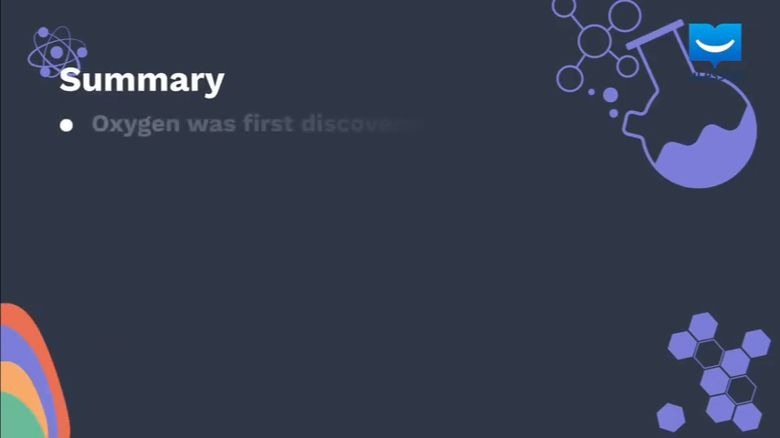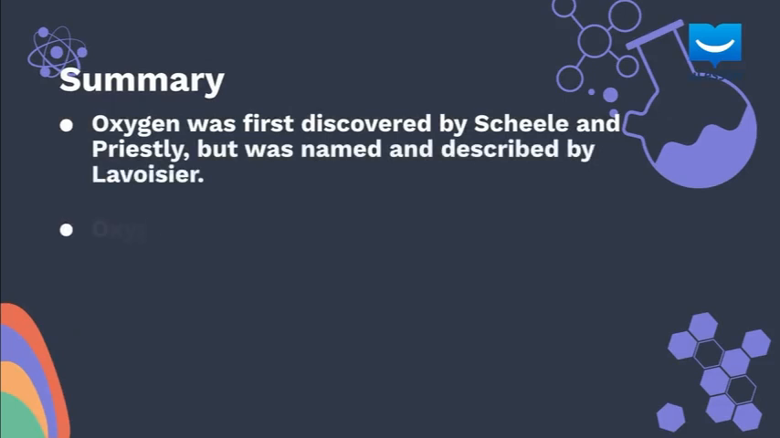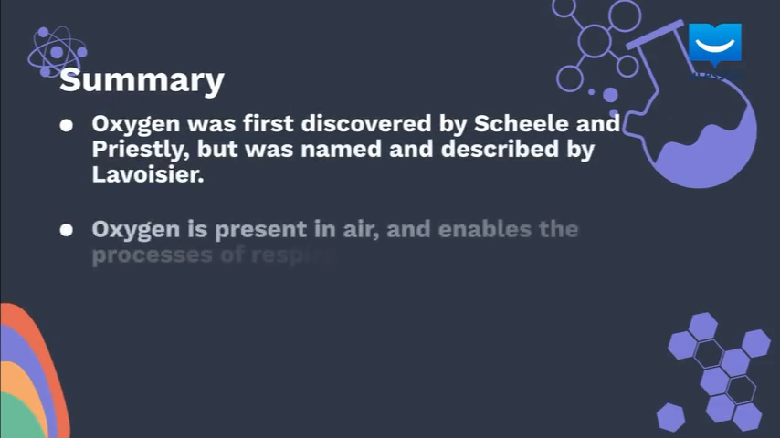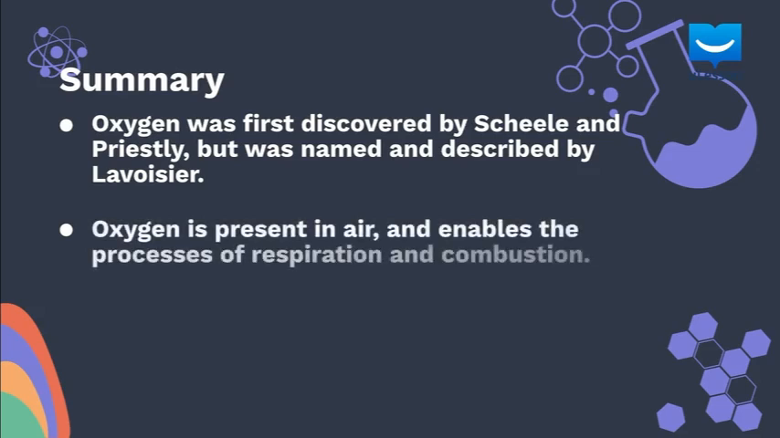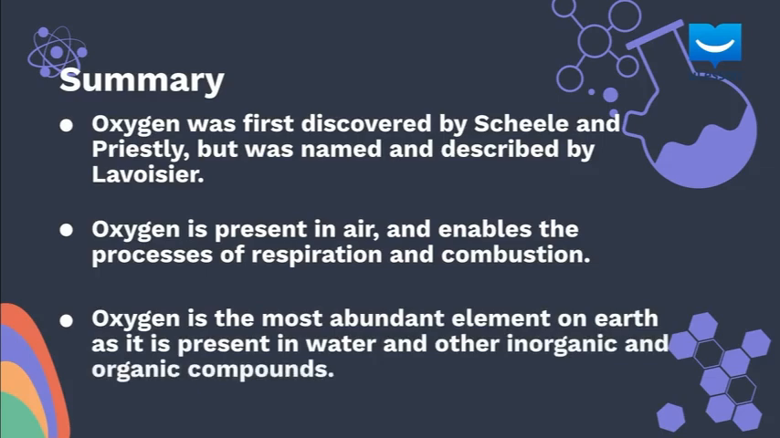Oxygen was first discovered by Scheele and Priestley, but was named and described by Lavoisier. Oxygen is present in air and enables the processes of respiration and combustion. Oxygen is the most abundant element on Earth as it is present in water and other inorganic and organic compounds.